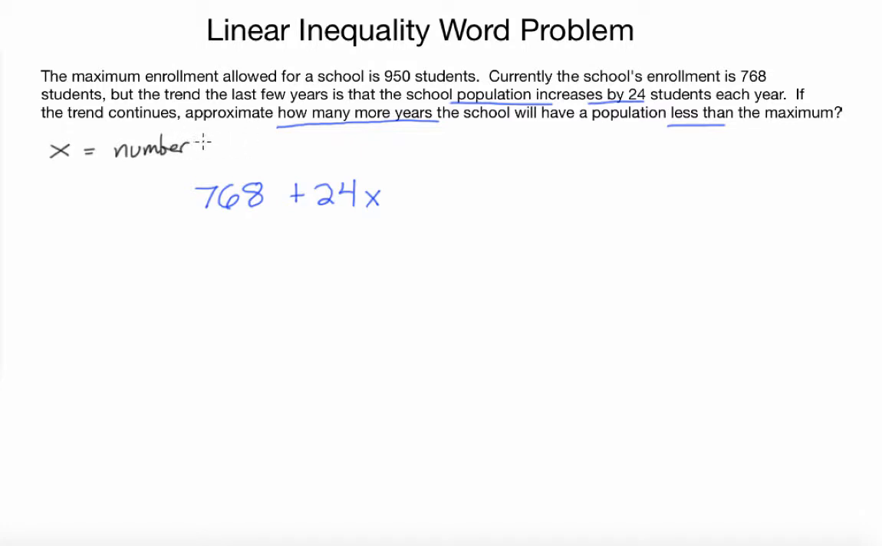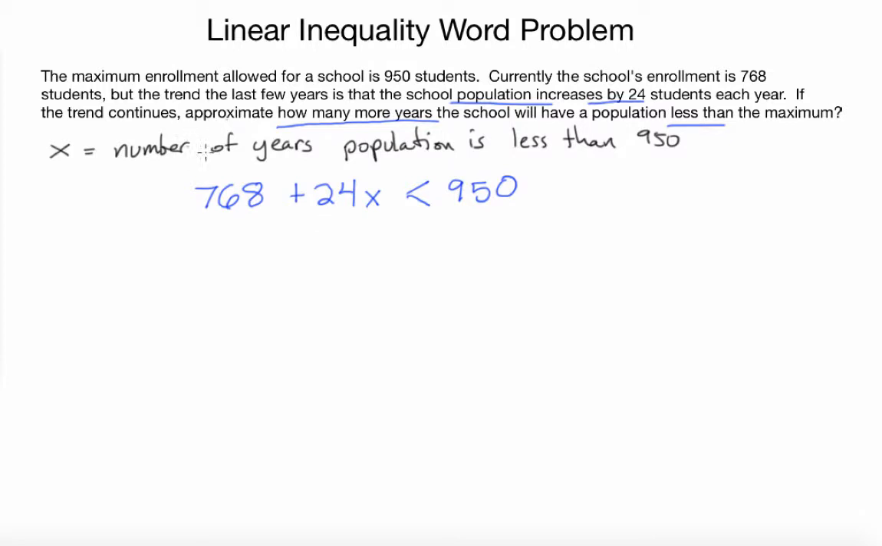The number of years the population is less than 950. All right, that's what I'm trying to find. How many years will it stay less than that? So we've got 768 plus 24x, and that has to stay less than this 950. Maybe I'm a school leader, maybe I'm on the school board, and I'm trying to figure out how many more years I have until I have to think about expanding the school or opening a new school or something like that. All right, there's my inequality.